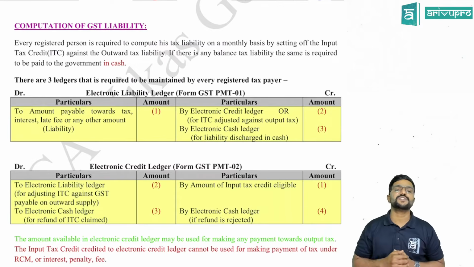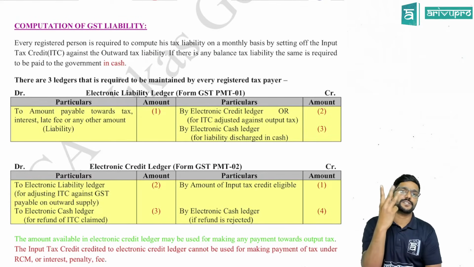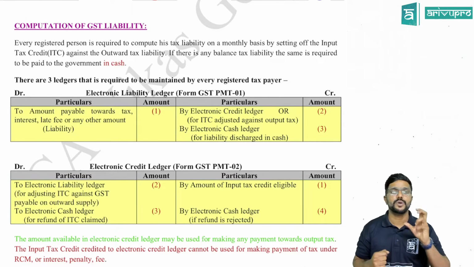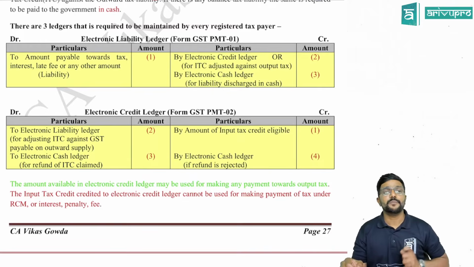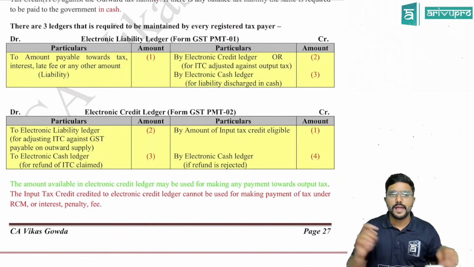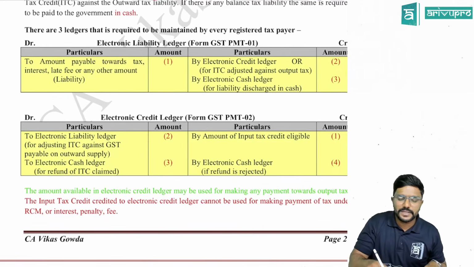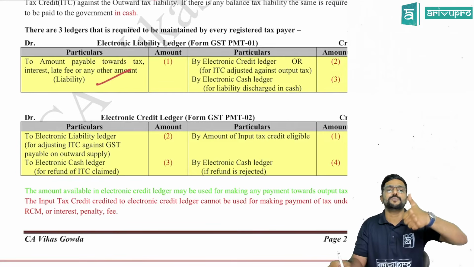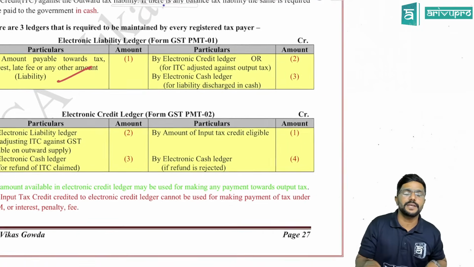Whenever a person is registered under GST, on his GST profile on the GST portal he will have three ledgers, that is electronic liability ledger, credit ledger and cash ledger. What is recorded in each is given here, guys. The electronic liability ledger has to be maintained in PMT 01, which is like this. Whatever a person is liable to pay under GST, that amount would be debited here. Whether it is output tax, interest, late fee or penalty, the entire amount will be debited in the liability ledger.